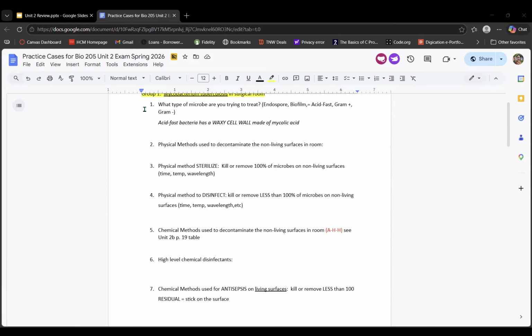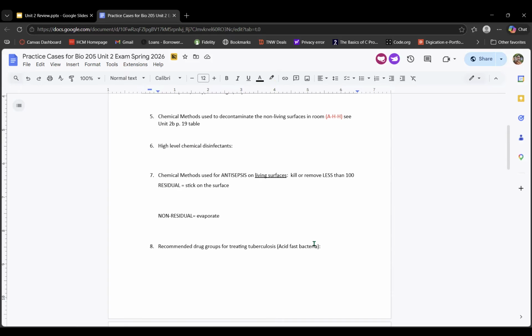This one just kind of puts everything together with the types of microbes, the methods, and then the antibiotics, which is how your exam is going to be worded. Okay, that's really it. So 30 minutes, not too bad.